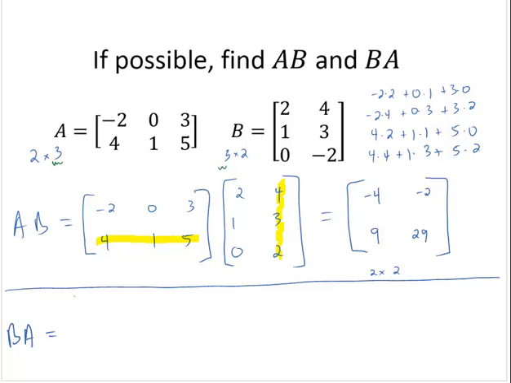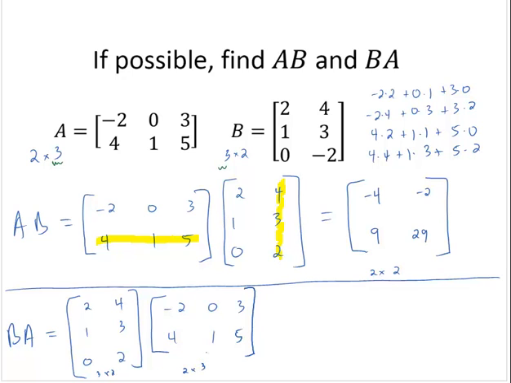Well, BA would be 2, 4, 1, 3, 0, 2 by negative 2, 0, 3, 4, 1, 5. Now, B is a 3x2, and A is a 2x3, so we can multiply them since the inner dimensions are the same, and the product will be a 3x3 matrix.